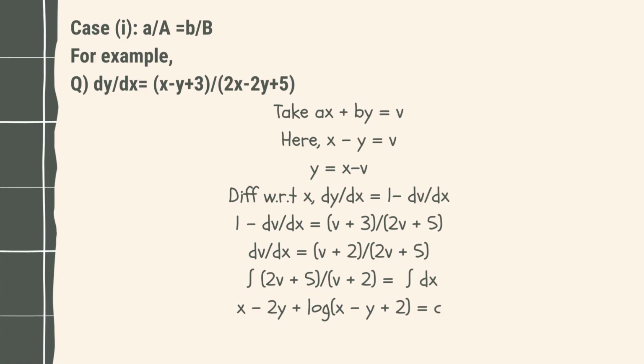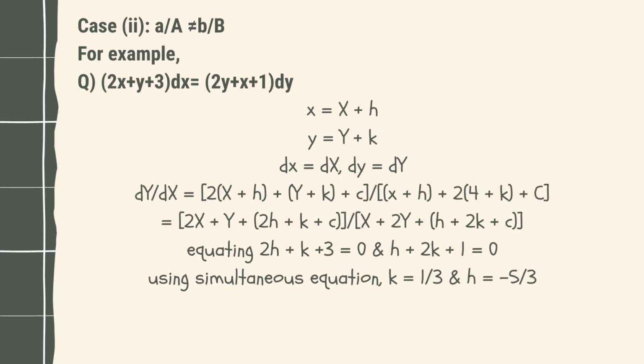Now, using variable separable and integrating it, we get x minus 2y plus log (x minus y plus 2) equals to c. Did you guys understand? Yes. Okay, that's great.